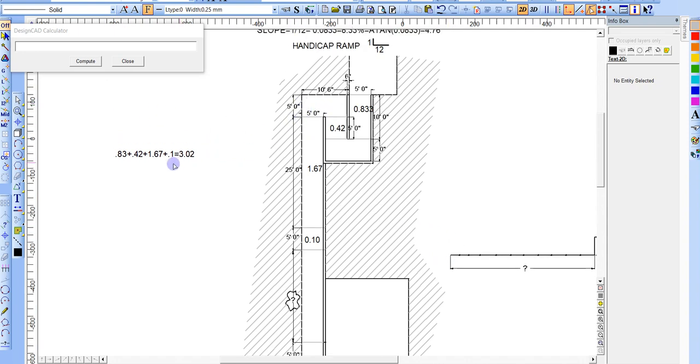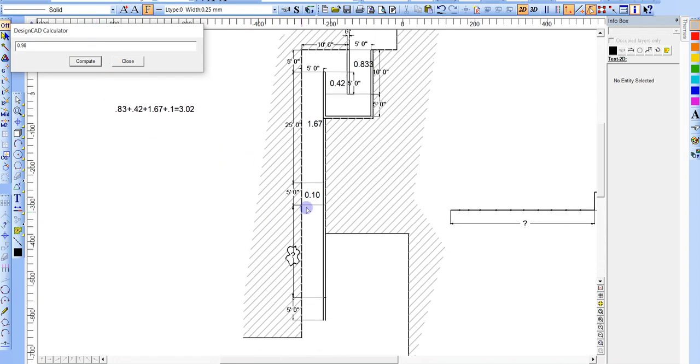Let me make sure that I didn't miss anything. 0.83, 0.42, 1.67, 0.1. That'll get us to there. And then 4 minus 3.02 computes 0.98. So we've got to go 0.98, almost a foot down farther, right? Seems to me that's light.